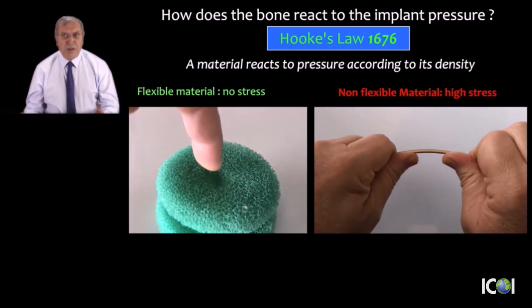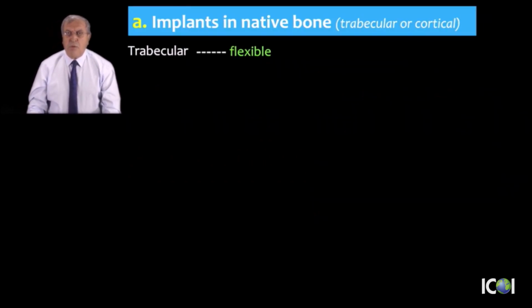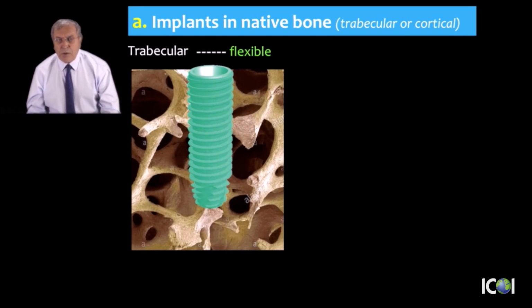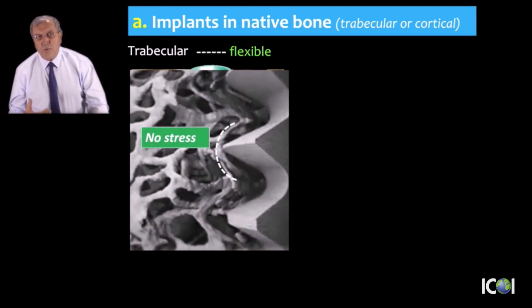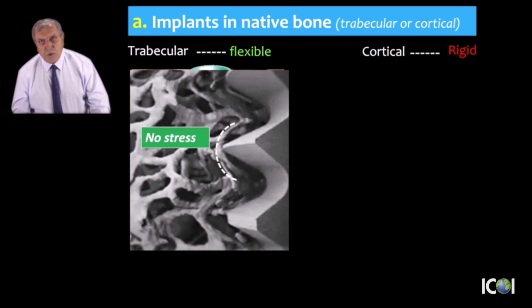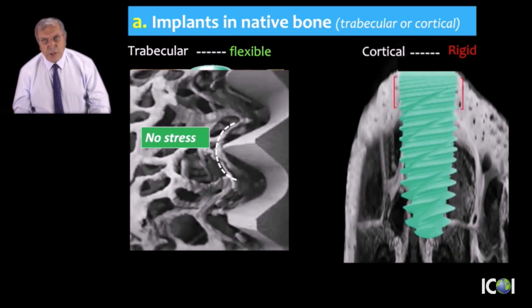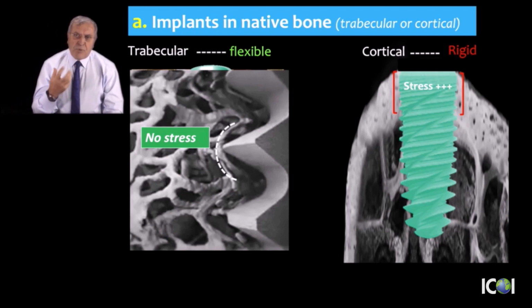We have different kinds of bone. We have the trabecular bone, we have the cortical bone. In trabecular, we know that this bone is flexible. Then, even if you put an implant with high torque, there is no stress because the material is flexible. But if you put an implant with torque in the cortical, this material is rigid, and then you have immediately a very intense stress.